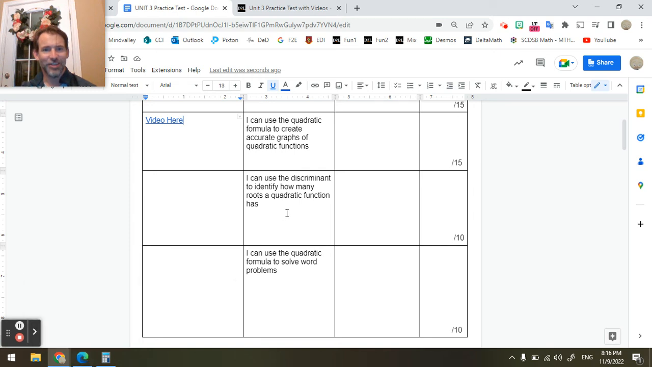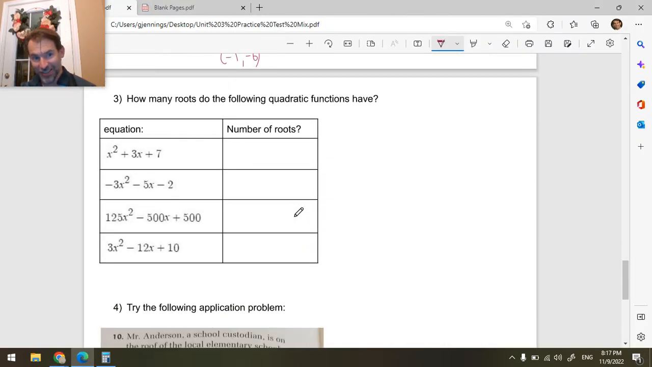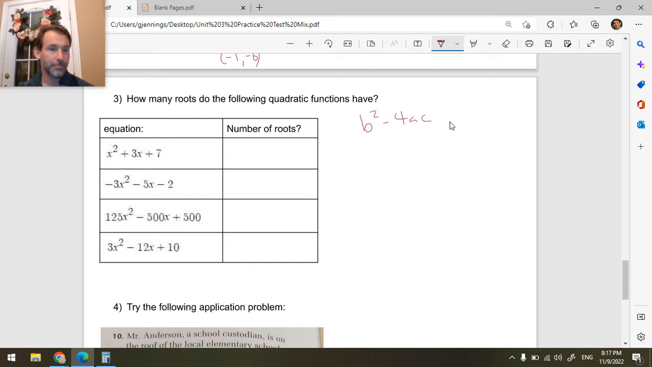Oh, hi there. Let's take a look at how to use the discriminant to identify how many roots a quadratic function has. These ones are fast, you'll be pleased to know. So the discriminant is this part of the quadratic, b squared minus 4ac. That's it. All right, so let's do it for the first one.